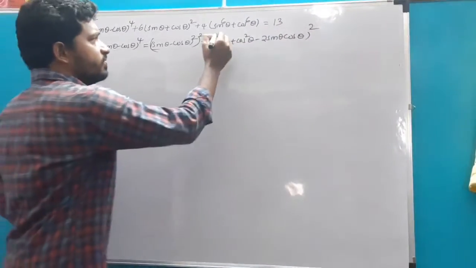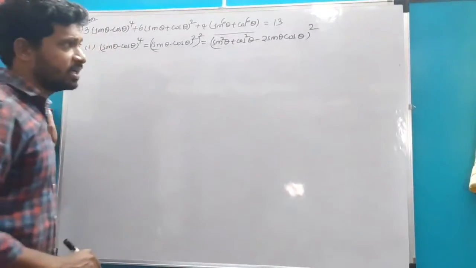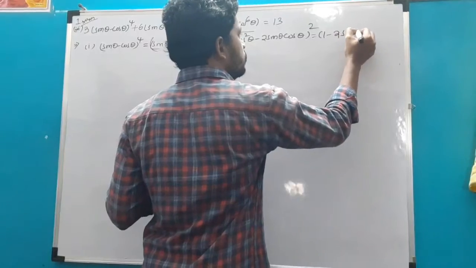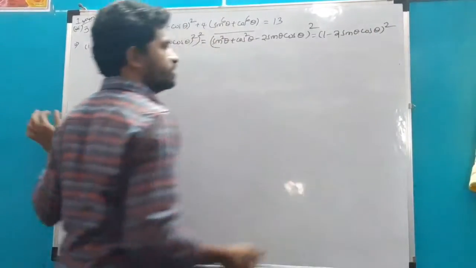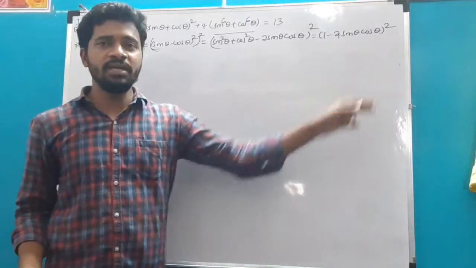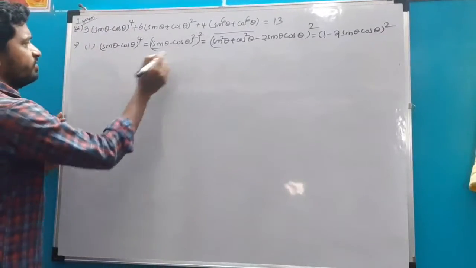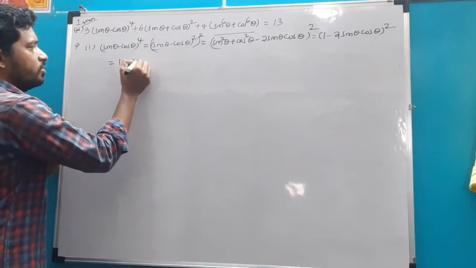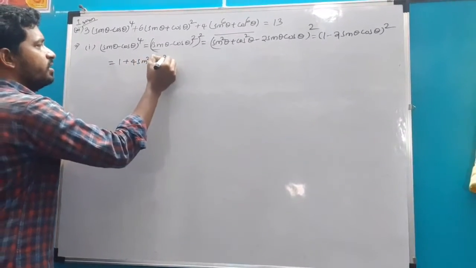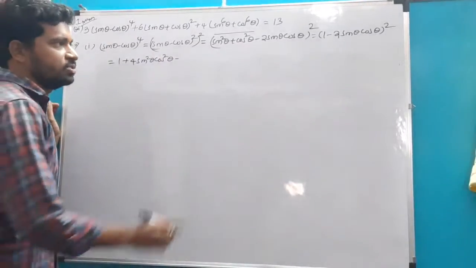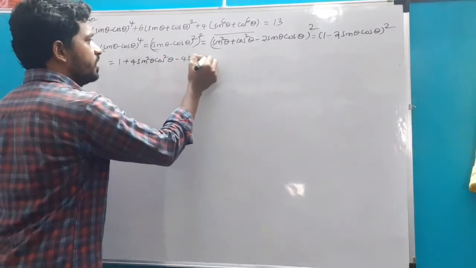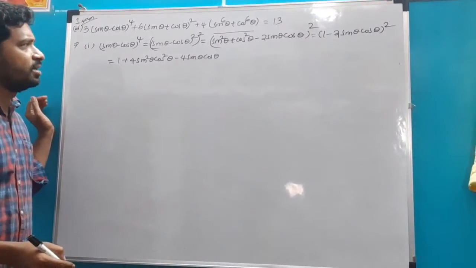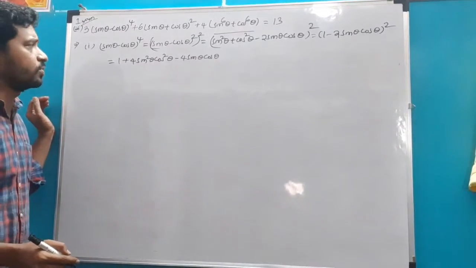So what is the value of sin square theta plus cos square theta? That is 1, right? Then it will become 1 minus 2 sin theta cos theta whole square. Again it is in the form of (a minus b) whole square. So what will the expansion become? 1 plus 4 sin square theta cos square theta, and minus 2ab will become minus 4 sin theta into cos theta. Okay, this is the value of the first term, that is (sin theta minus cos theta) whole to the power of 4.